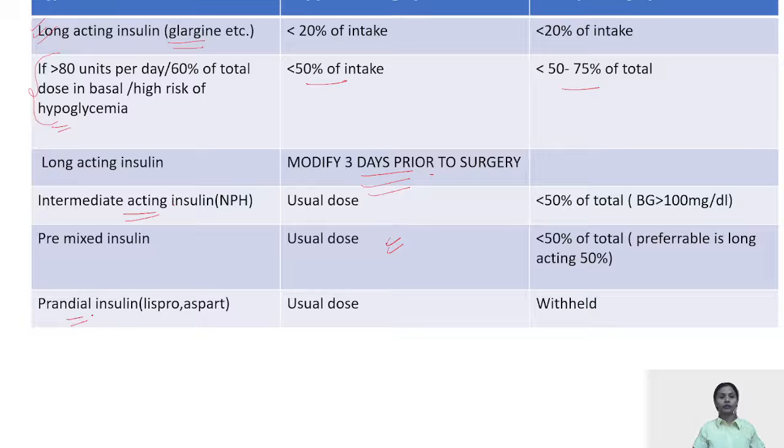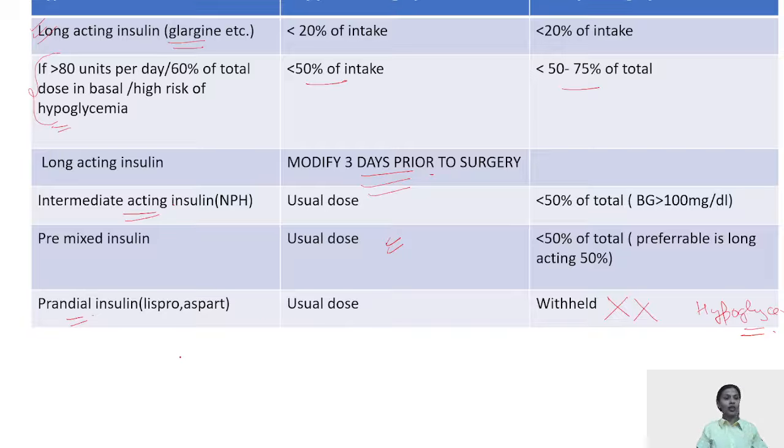Then prandial insulin, the very ultra short-acting insulin: day prior, usual dose; on the day of surgery, no prandial insulin is given, because it gives a trough which is very high and can lead to hypoglycemia. So the only insulin that has to be omitted on the day of the surgery is the prandial insulin. For all the rest, the dose has to be adjusted according to the blood sugar levels.